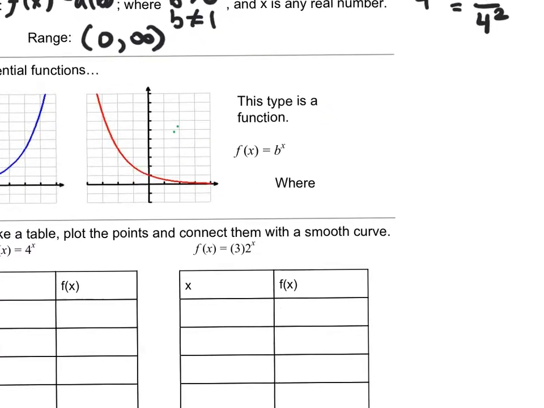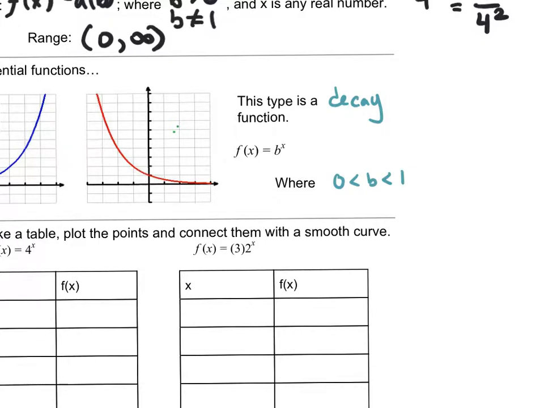Now for the red one here, this is exponential decay. It's decay because it's going down. The y values are decreasing as the x values increase. And we get decay if the b is between 0 and 1. So if you have a value between 0 and 1, your function is going to decay.